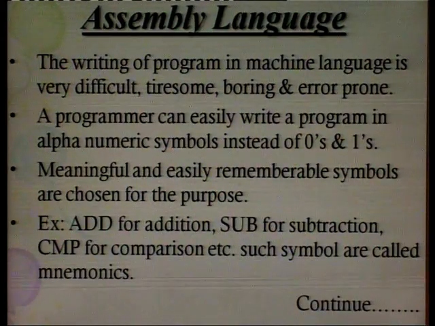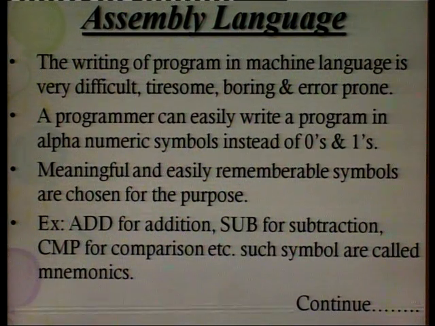So, the advantages are like this: the writing of a program in machine language is very difficult, tiresome, boring and error prone, as we have discussed in the previous slide. A programmer can easily write a program in alphanumeric symbols instead of zeros and ones. So, as a programmer, I can write a program in alphanumeric symbols, that is mnemonics. These English-like words for every code or every operation to be performed by the microprocessor are called mnemonics. So, meaningful and easily rememberable symbols are chosen for the purpose.